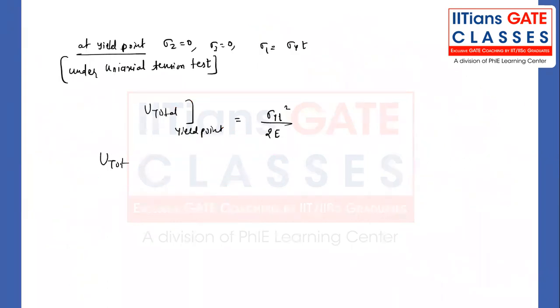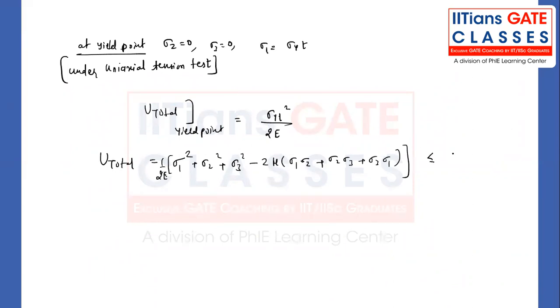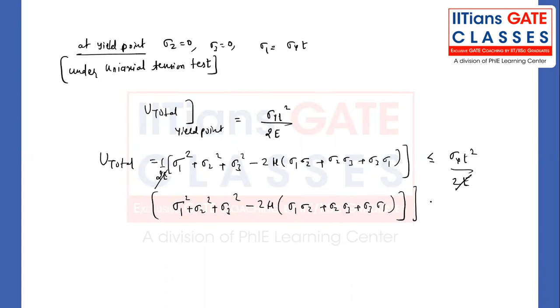Whatever you have calculated, 1 upon 2E, sigma 1 square plus sigma 2 square plus sigma 3 square minus 2 mu (sigma 1 sigma 2 plus sigma 2 sigma 3 plus sigma 3 sigma 1), if this value is less than or equal to sigma yt square divided by 2E, we say the material is safe. So this expression should be equal to sigma yt divided by factor of safety, whole square.